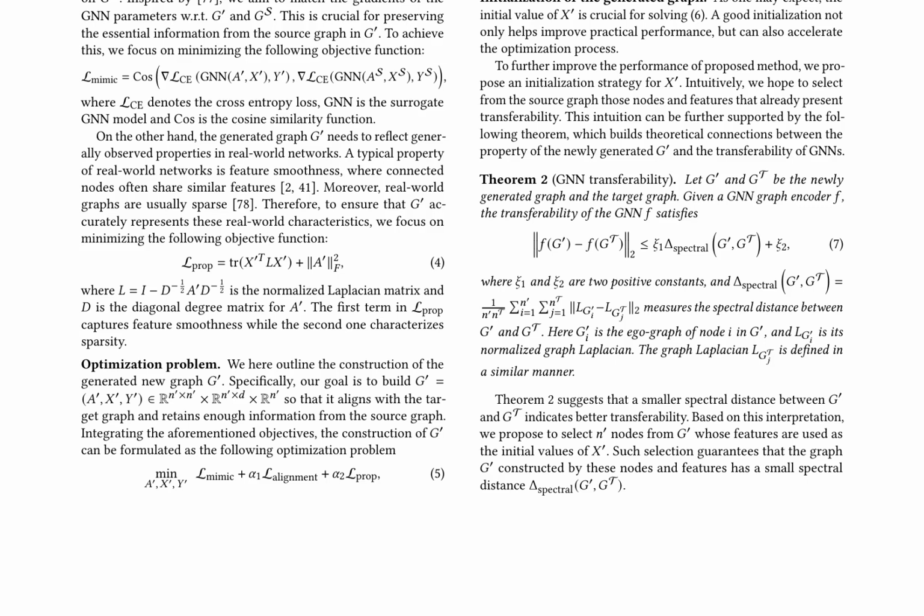The alignment objective, measured using the maximum mean discrepancy distance, aims to align the generated graph with the target graph. The mimicry objective, measured using cosine similarity, ensures the generated graph preserves essential information from the source graph. The property preservation objective, measured using feature smoothness and sparsity, ensures the generated graph exhibits properties of real-world networks.